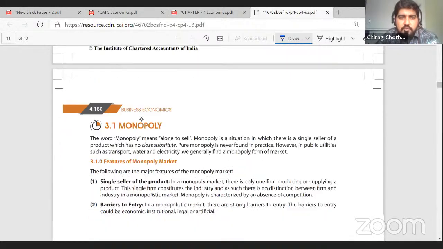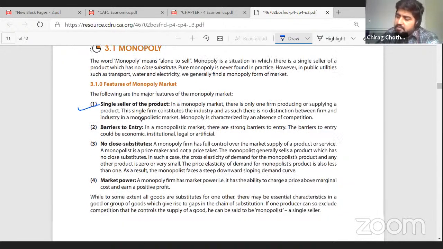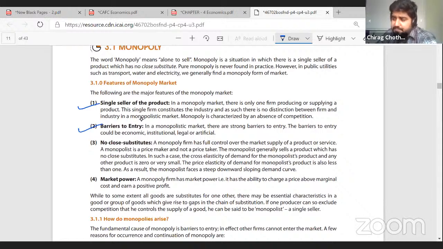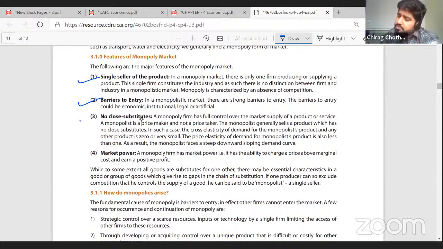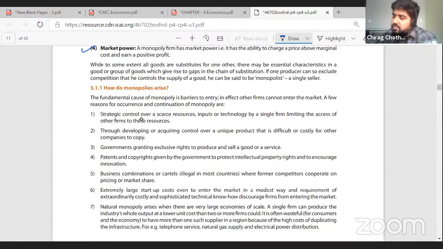Now we are going to have monopoly and monopolistic competition. Quickly, students, I will tell you the features of monopoly as well. There is only a single seller of the product in the market. There are barriers to entry. No one else can enter into this business. There are no close substitutes available. And of course, the monopolist has market power. How does this monopoly occur?